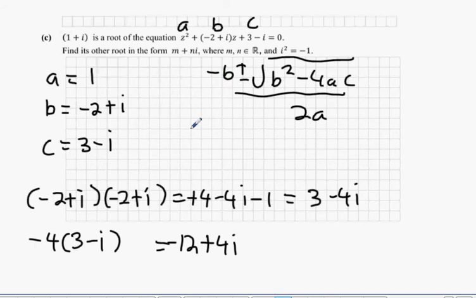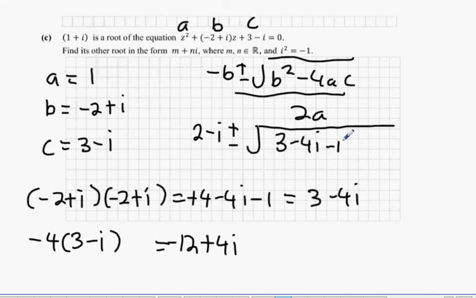Plus 2 minus i. 2 minus i plus or minus the square root of 3 minus 4i squared. No, oh sorry, it's 3 minus 4i, yeah. And then minus 12 plus 4i. But what is that then? It's just minus 9, isn't it? There we go, it's minus 9.